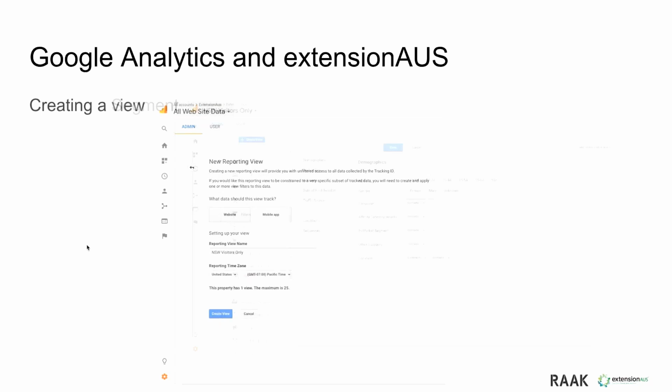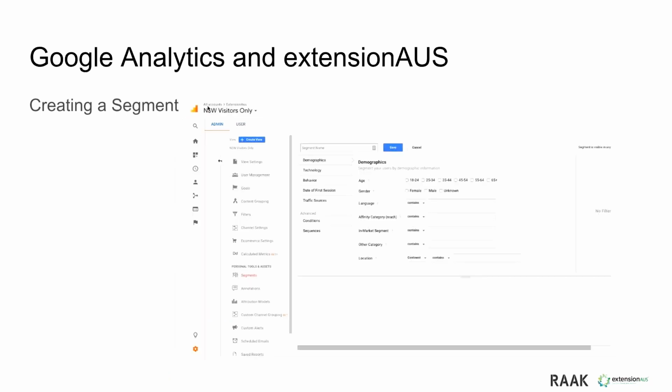So here is how you create segments. Once you're in your view, and you see here, New South Wales visitors only, you can click on segments. And here you'll see a lot of things that you can click on, and where you can specify who or what you want to see in this particular view. For example, you may want to say, well, I only want to see the visits from people that are 35 to 44, that are female, that speak Spanish, and they live in Victoria. So you can really narrow down on what you want to see from certain specific visitors.